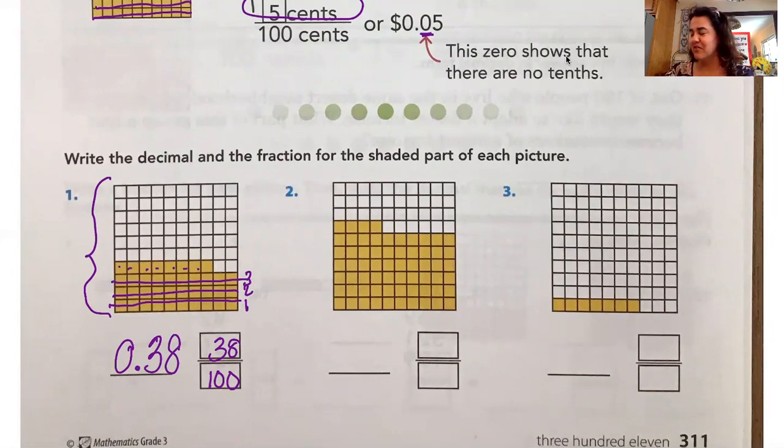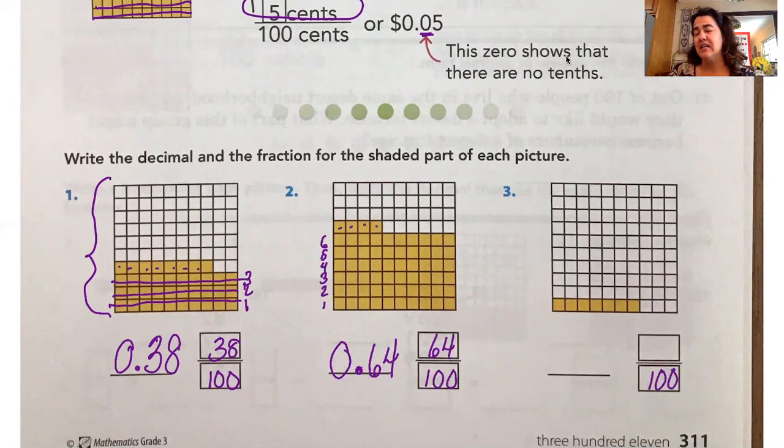So let's do the same thing over here. We have 100 as our denominator. And what would our numerator be? We have 10, 20, 30, 40, 50, 60, 61, 62, 63, 64 out of 100. And how would I write that as a decimal, Adeline? 0 and 6 tens. Good. Very good. 0.64.